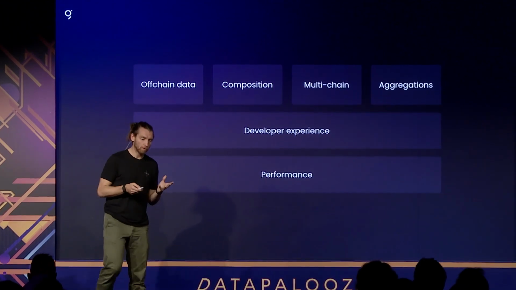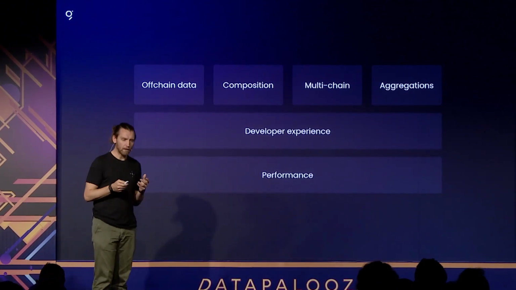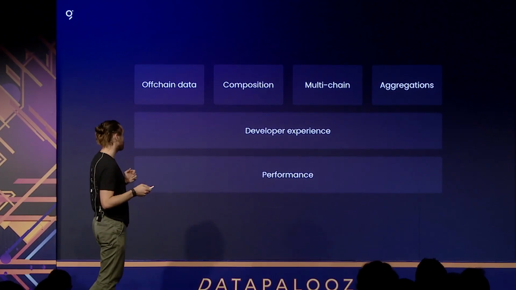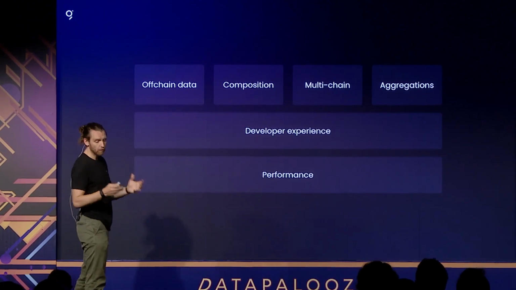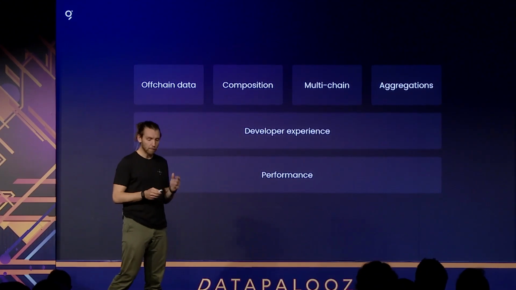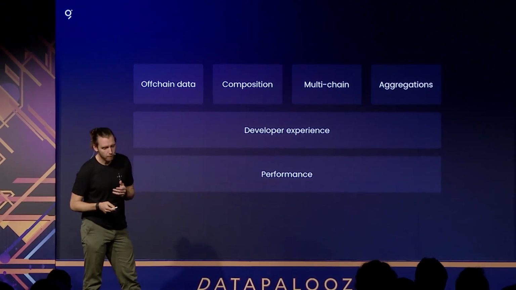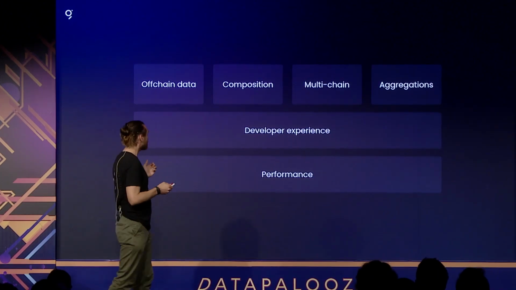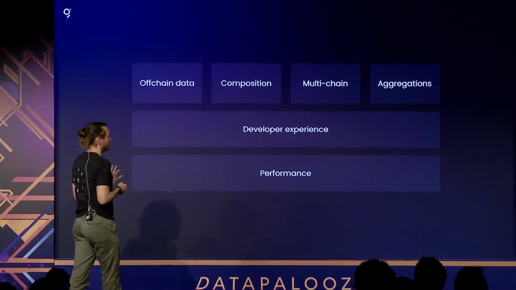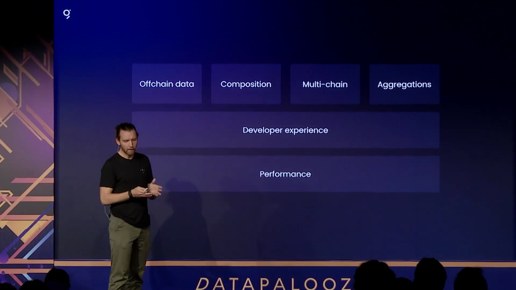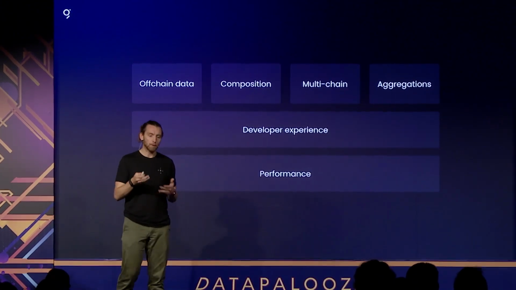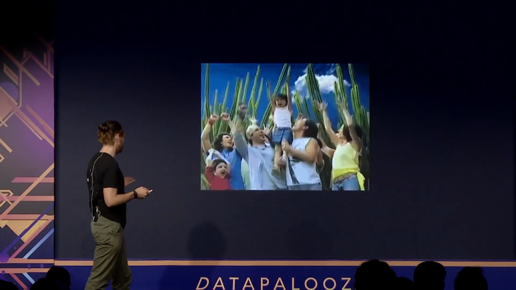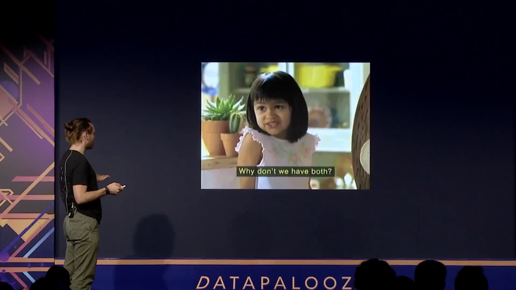Composition is something that we've been talking about for a while. There's a workshop with Simon later on composition at the client level with Graph Client, which I encourage people to go and see, but also more native Graph Node composition is something that we're thinking about. And that also unlocks multi-chain subgraphs, so indexing across chains is increasingly important for developers. And then finally, aggregations. Where subgraphs are super powerful in letting developers do anything, there are some things which we could make easier, like making time series. However, why don't we have both?